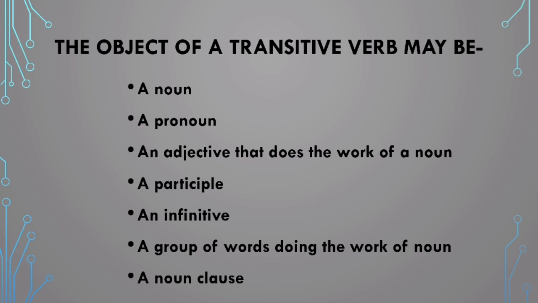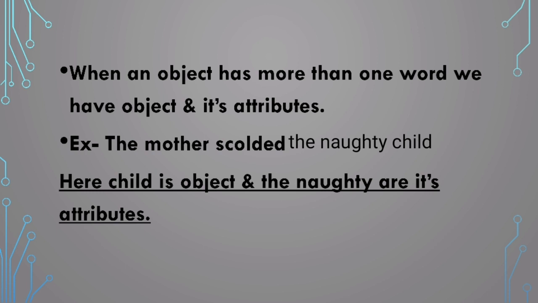Okay, so these can be the object of a transitive verb. So students, as we have seen in the subject, जैसे हमने subject में देखा था that subject may be a group of words in which the main word will be the subject word and others will be its attributes. Same way, when an object has more than one word, we have the object and its attributes. ऐसा ही object के साथ होता है. अगर आपके object में बहुत सारे words हैं, so the main word will be the object word and others will be its attributes. Like, the mother scolded the naughty child.